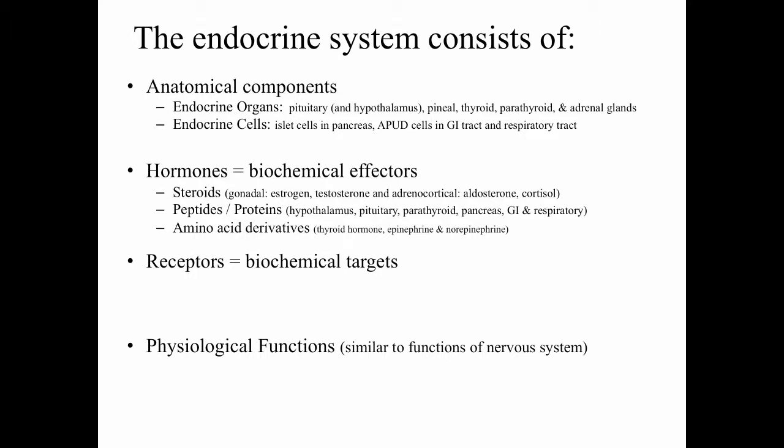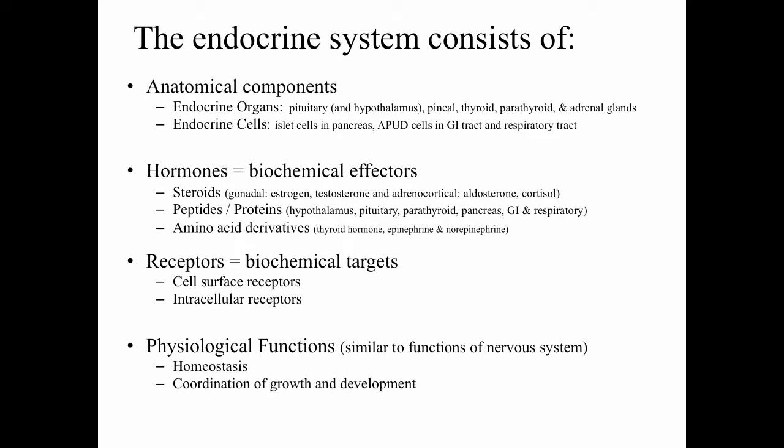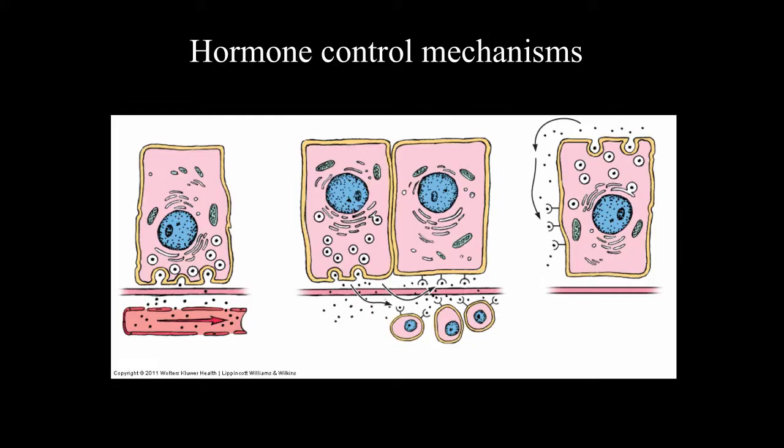And then there are various amino acid derivatives, for example thyroid hormone and the catecholamines epinephrine and norepinephrine from the adrenal medulla. And of course the receptors are the biochemical targets, and these can be cell surface receptors or they can be intracellular receptors. Now the physiologic functions of the endocrine system are similar to that of the nervous system in that they help to regulate homeostasis and they coordinate growth and development.